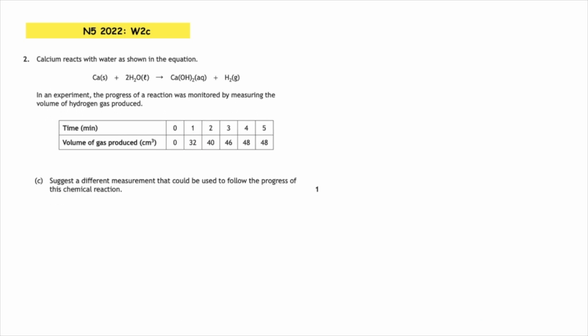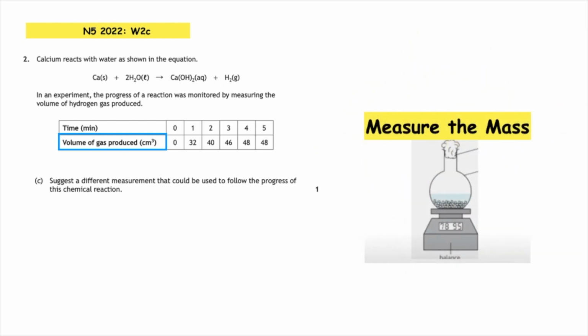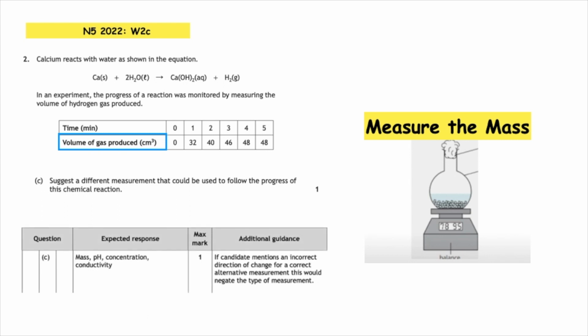Part C asks us to suggest a different measurement that could be used to follow the progress of this chemical reaction. We can see in the question that we're measuring the volume of gas being produced. That's our product side. So what we can do is measure the mass using an electronic balance, and the mass would decrease as the gas was given off.